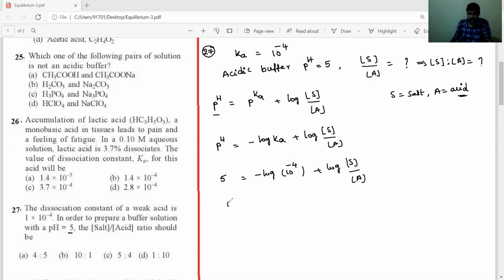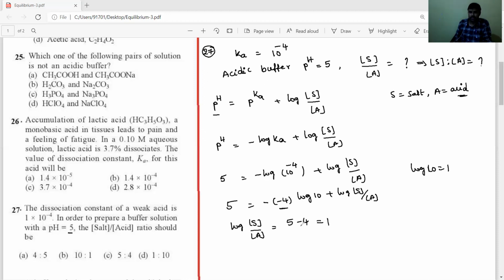Okay, so this is 5 is equal to minus of minus 4 into log 10, plus log salt concentration by acid. Log 10 is equal to 1. Then it becomes 4. Then log concentration of salt by concentration of acid is equal to 5 minus 4, which is 1. So log S by A is equal to 1.